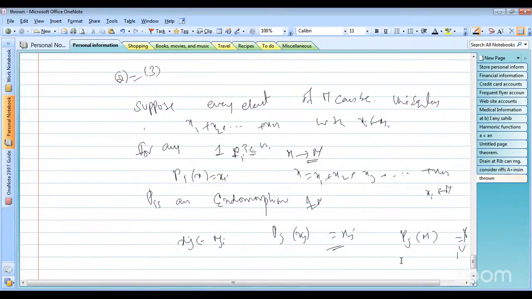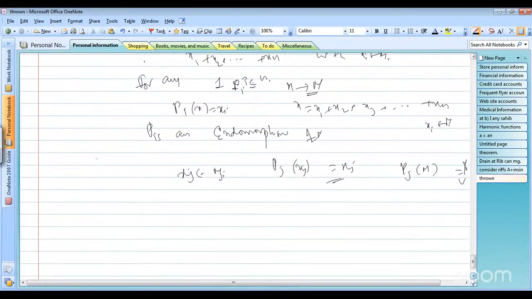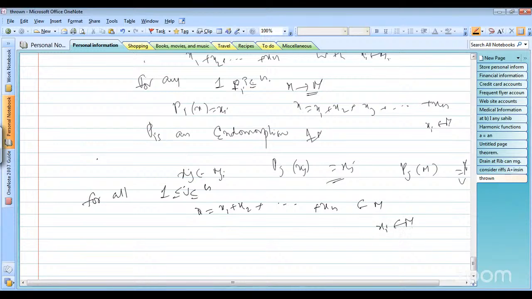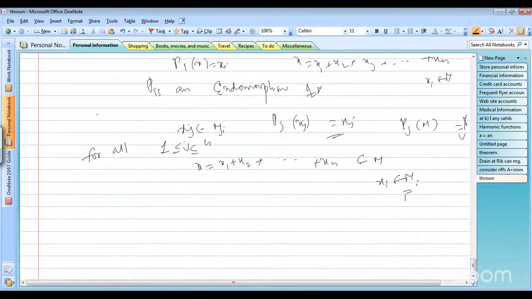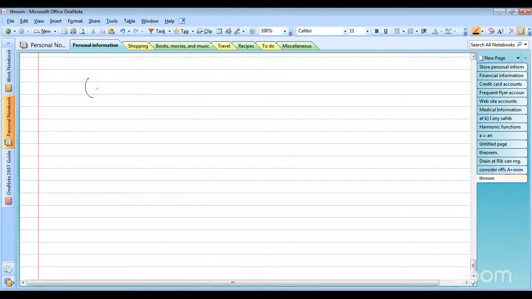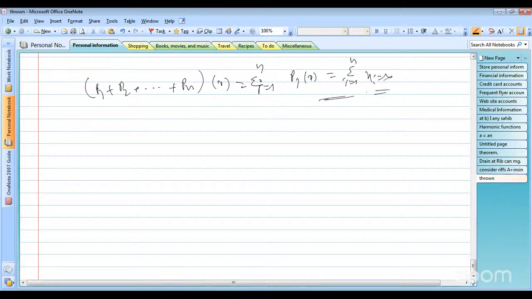So therefore for all 1 less than or equal to j less than or equal to n, x is equal to x1 plus x2 and so on plus xn belongs to M, that is xi belongs to Mi. So therefore the sum P1 plus P2 and so on plus Pn applied to x is the summation over i equal to 1 to n of Pi of x, that is the summation of xi, which is equal to x. So P1 plus P2 plus P3 and so on plus Pn is equal to the identity on M, where x is equal to x1 plus x2 and so on plus xn belongs to M, that is xi belongs to Mi.